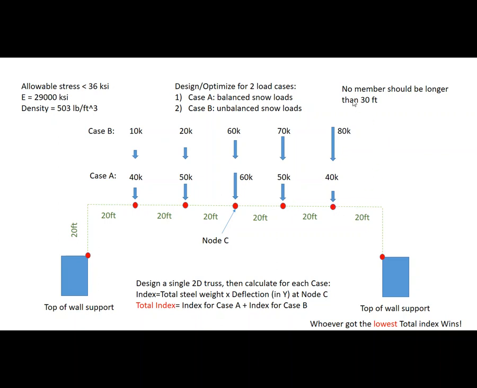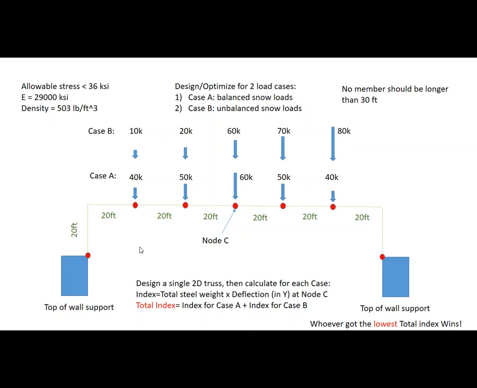There's a restriction that no member should be longer than 30 feet. If you do a calculation, you find that the distance between this node and this node is less than 30 feet. So with 30 feet, you can go from here to almost here. You don't have to use 30 feet; you just cannot be longer than that. And use as many other nodes or members as you want. I don't care.